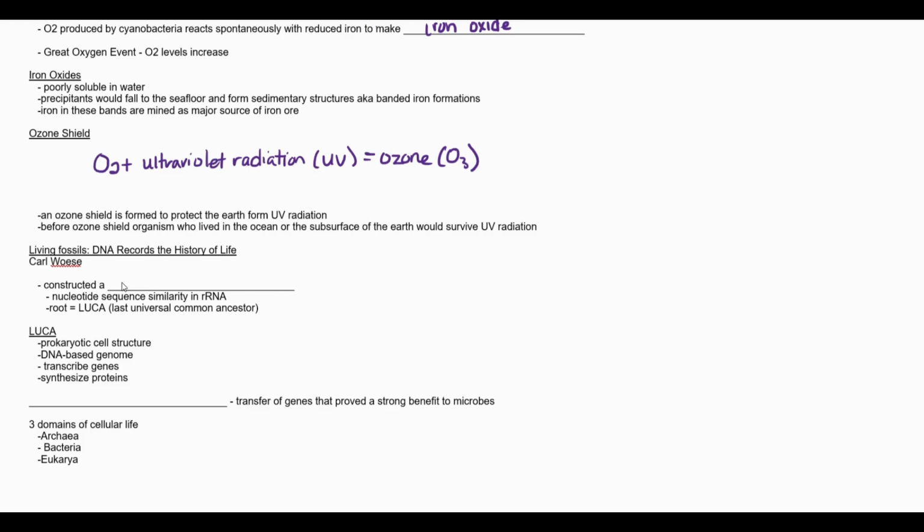Carl Woese, he constructed the universal tree of life. He looked at the nucleotide sequence similarity in ribosomal RNA. So the root of his universal tree of life, let's say this would be the root. Let your imaginations run free. So that's the root.